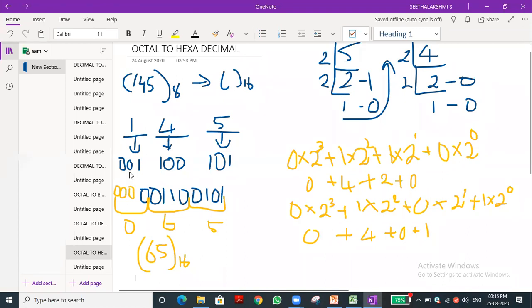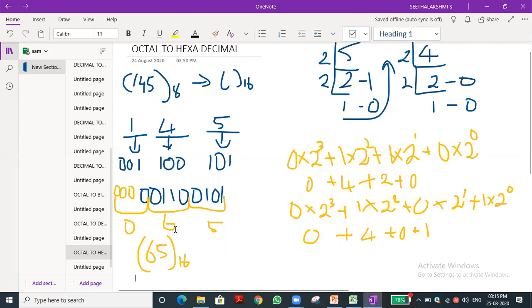Suppose a group is not up to the 3 level, we need to add 0 in the front part of the group. As you can see, we get 0, 6, 5. 0, 6, 5 means what? That is 65. The leading zeros we can omit. So 65 is the answer for the number 145. If you convert to hexadecimal, it is 65.